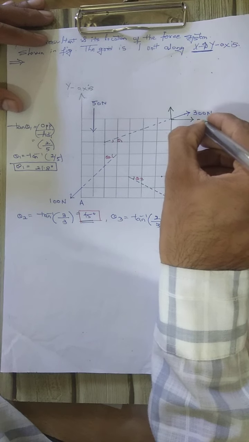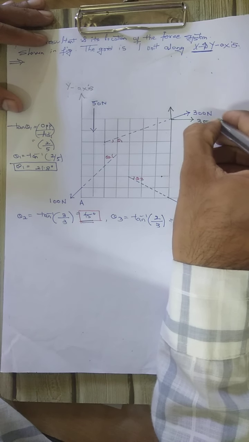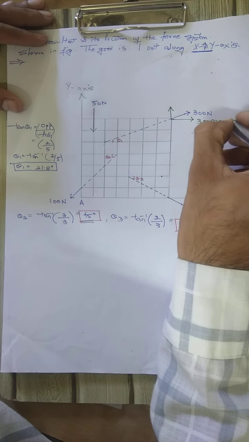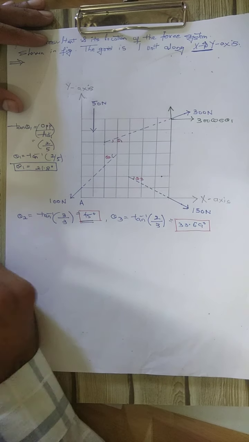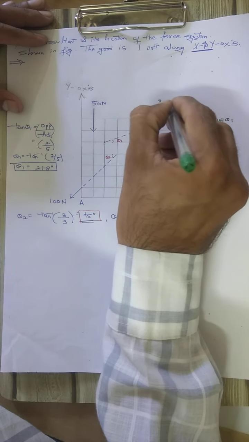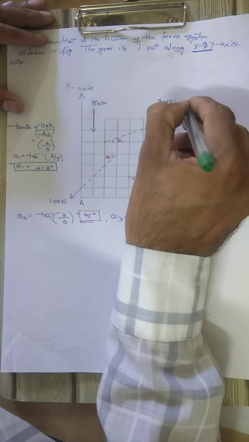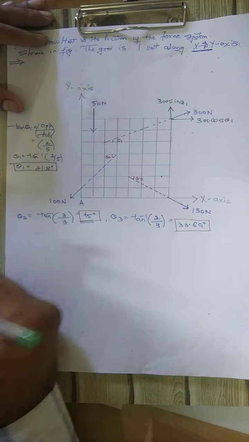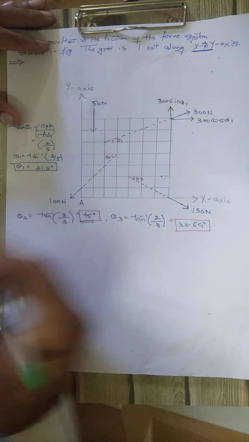x component will be cos theta. So 300 cos of theta 1. Okay. Then vertical component is 300 sin of theta 1. What about theta 2?